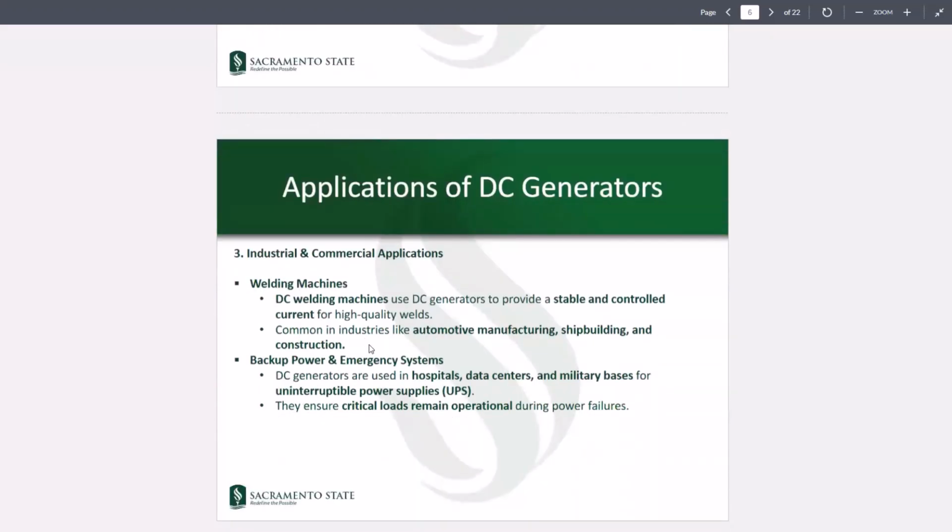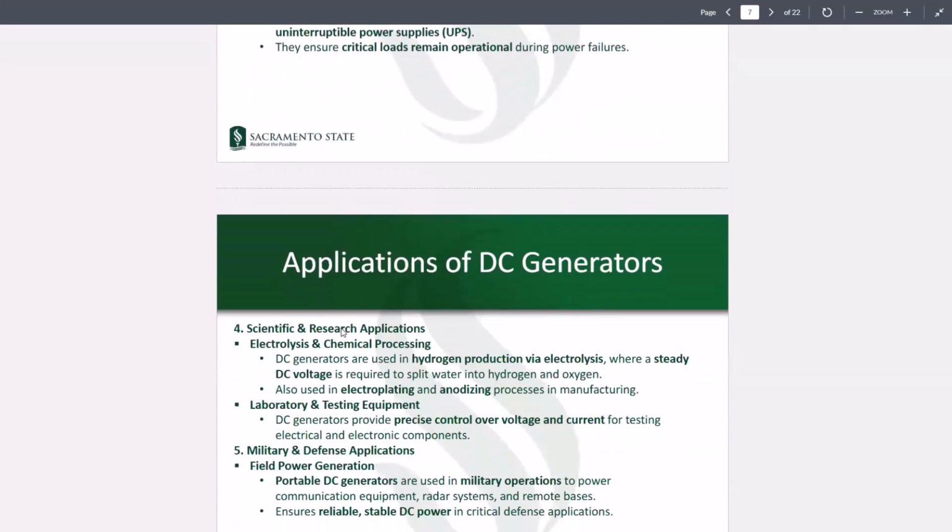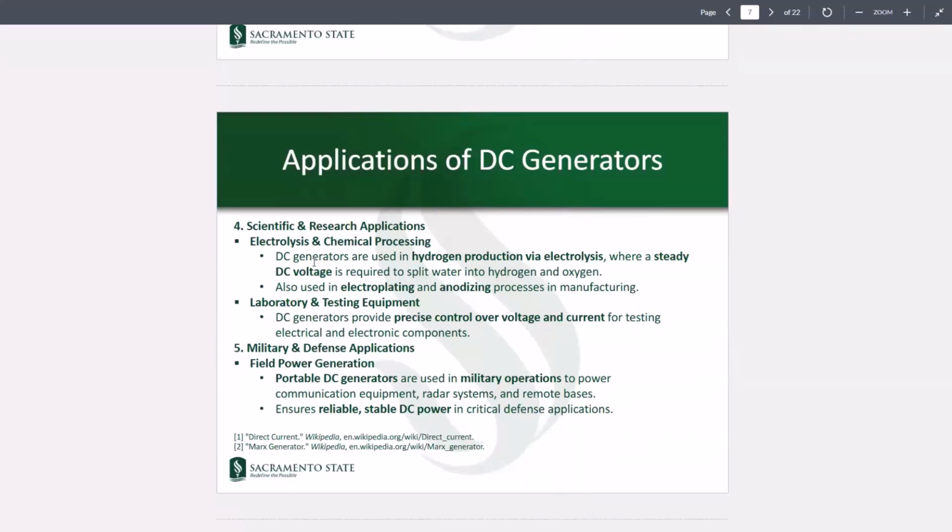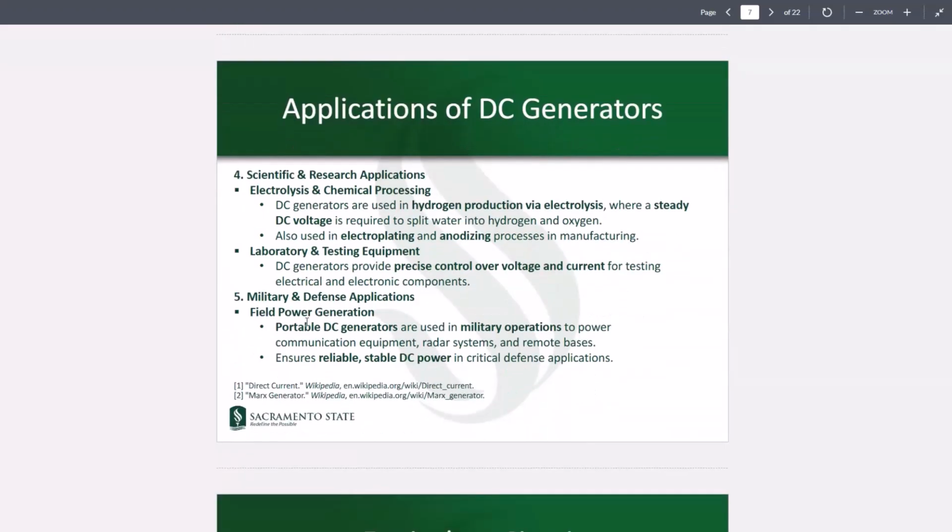In industrial and commercial applications, they would be used in welding machines, backup power, emergency systems, UPS systems. In scientific and research applications, electrolysis and chemical processing, lab and test equipment. In military and defense, portable DC generators ensure reliable and stable DC power in critical defense applications.